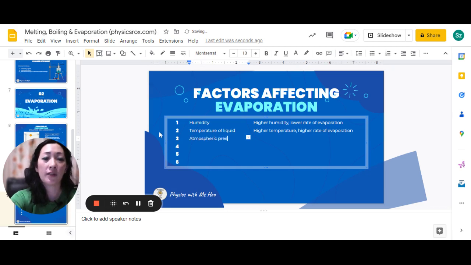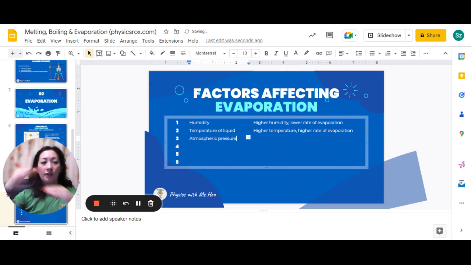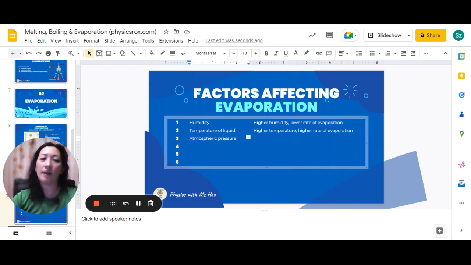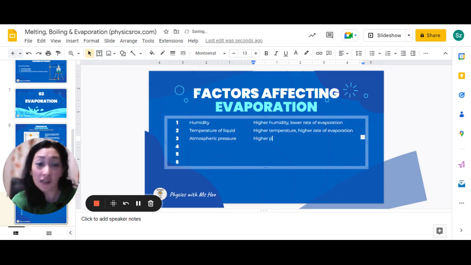Atmospheric pressure is also a factor. Imagine the liquid surface; atmospheric pressure refers to the pressure of the air pressing on the surface. If the atmospheric pressure was higher, is it easier or more difficult for the water particles to leave the surface and become gas? Obviously more difficult. So higher pressure, lower rate of evaporation.